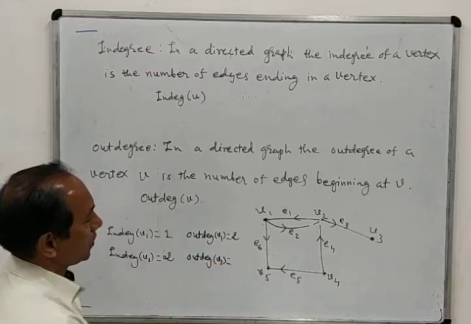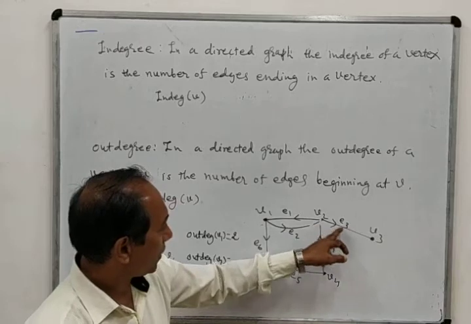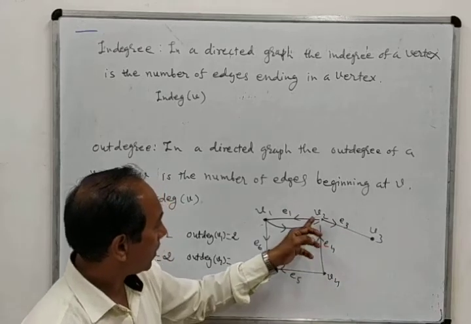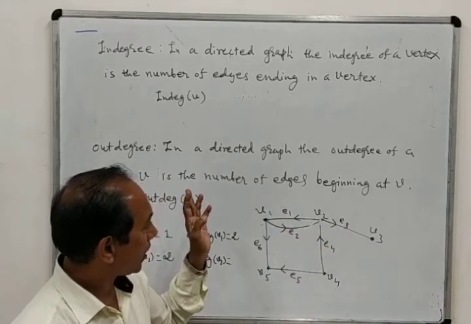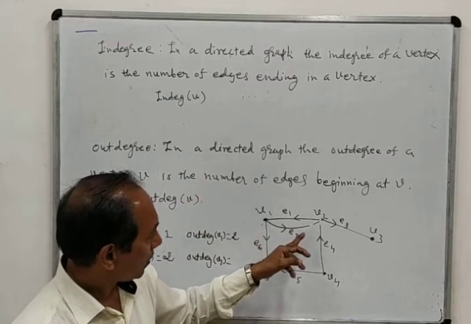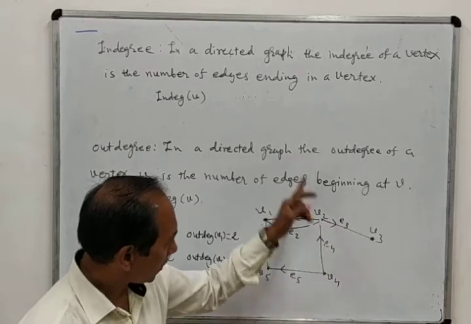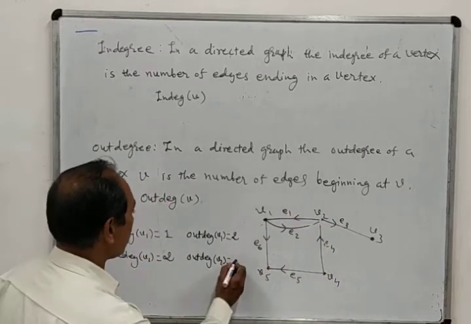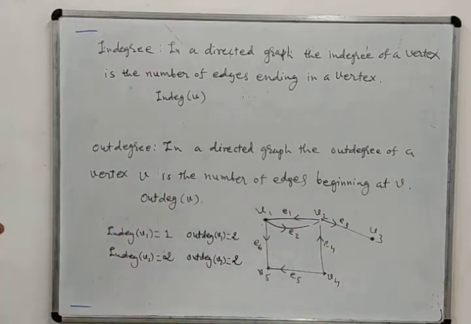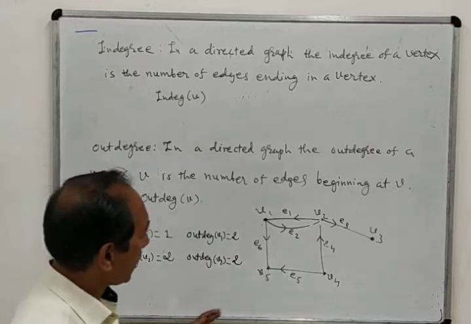V2 is, suppose E3 is going outside, E1 is going outside. That is 2. E2 is not going outside, it is coming inside. E4 is also coming inside. So there are two edges going outside from V2. So this is the in degree and out degree.